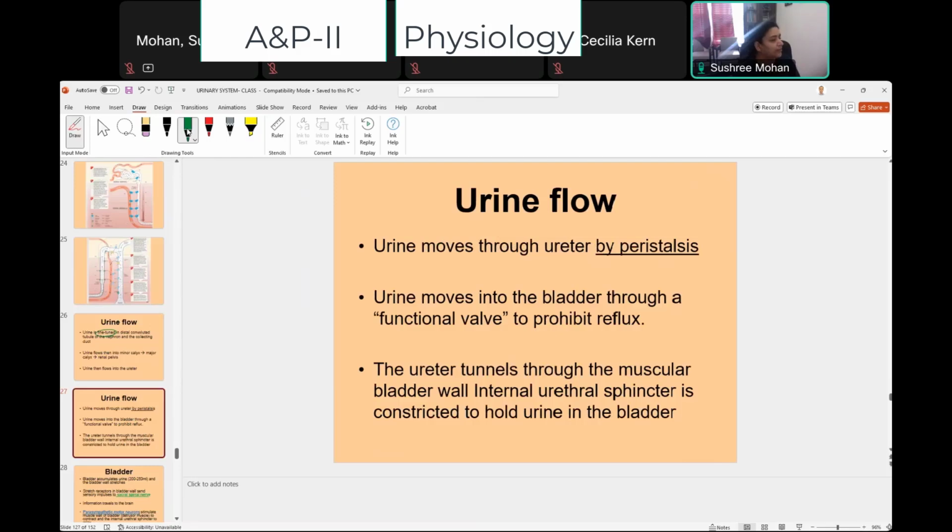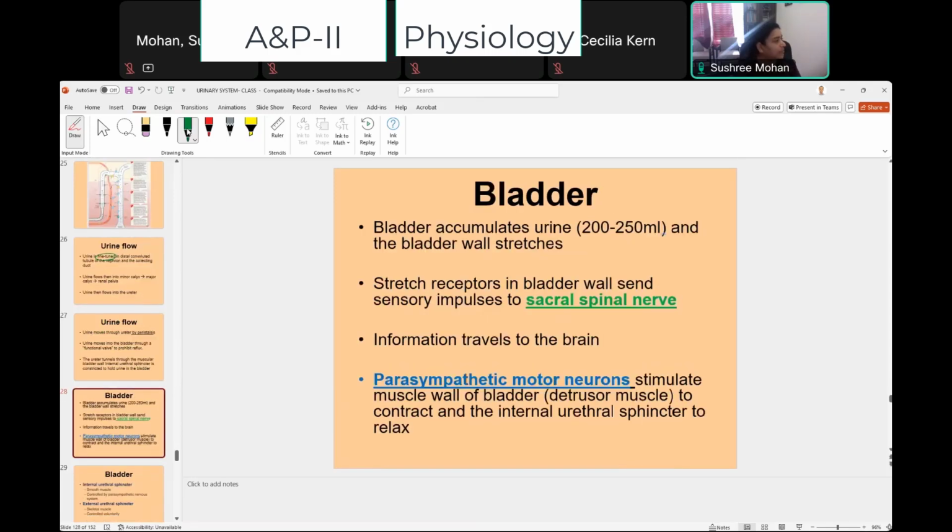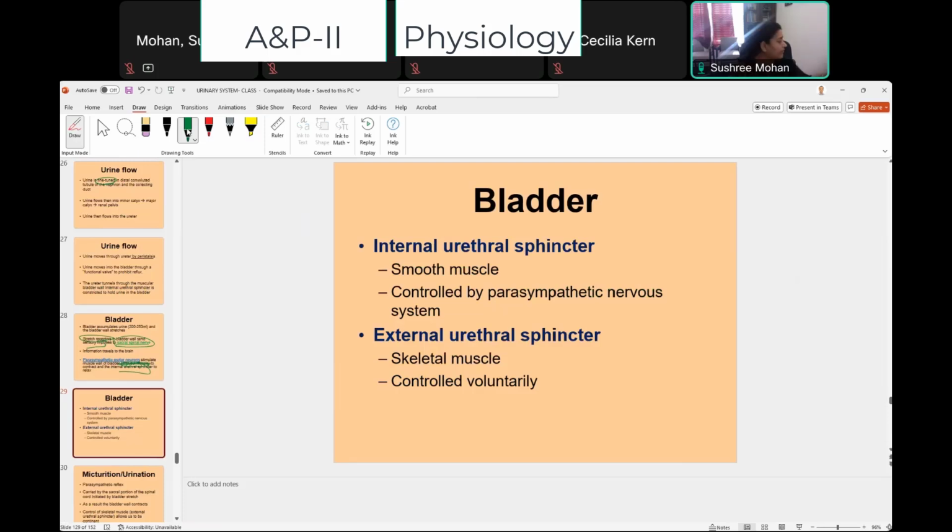Then urine moves through by peristalsis, and the ureters prevent reflux because the urine moves through a slit that acts like a functional valve. The bladder accumulates urine, and we have stretch receptors in the bladder that will send impulses to the sacral spinal nerve. So you get the sensation, it travels to the brain, and then the parasympathetic will stimulate the muscle wall of the bladder. We talked about the detrusor muscle. Detrusors contract so that the sphincter will open, and once the sphincter relaxes, urine will flow out.